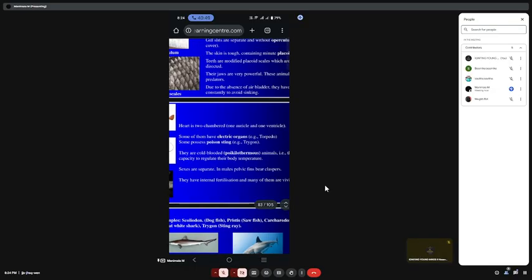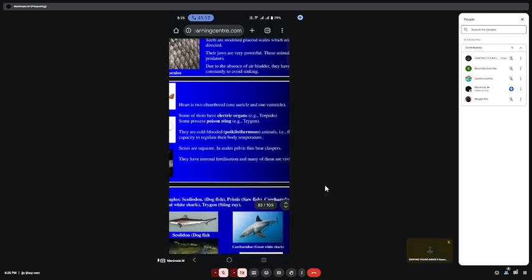In some organisms, the body has electric organs. For example, torpedo. The torpedo is an animal that has electric organs in its body. And some animals, like Trygon, have a poison sting present in their body. And mostly they are cold-blooded animals.